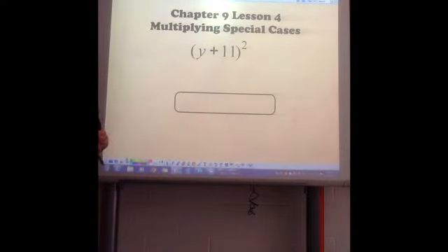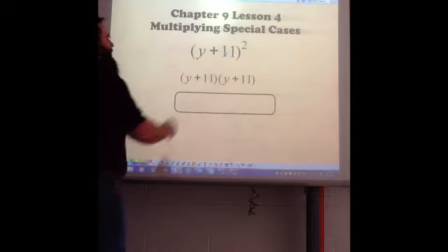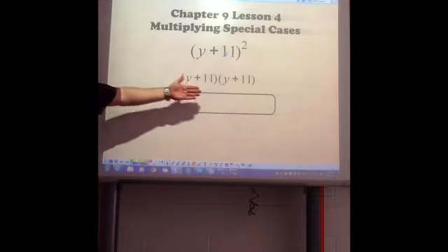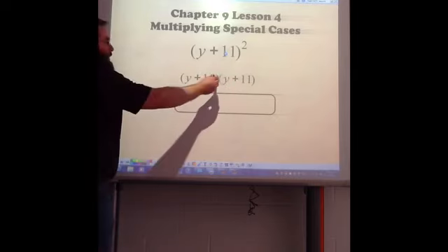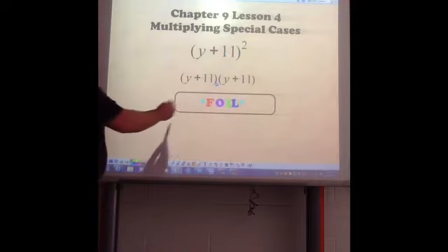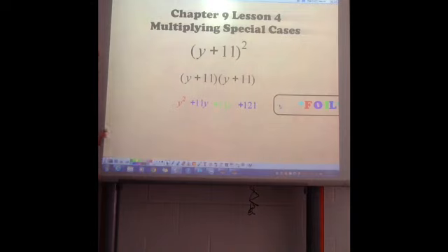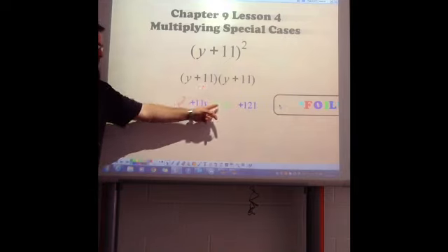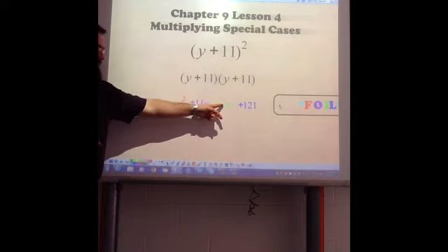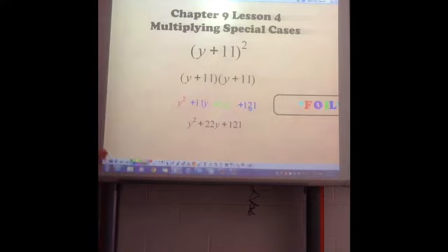y plus 11 squared. What that really means is you're taking y plus 11 times y plus 11. If you were to solve that like we did in lesson 3, you would use our FOIL method. Using the FOIL method, that would give us y squared plus 11y plus 11y plus 121. Notice how we have 2ab here. By combining like terms, that gives us y squared plus 22y plus 121. So that's with FOIL.